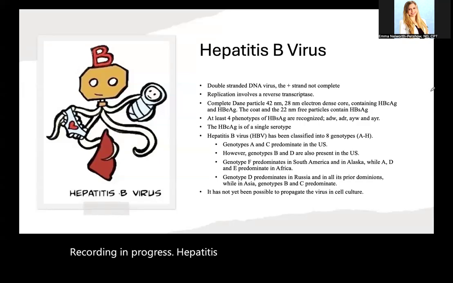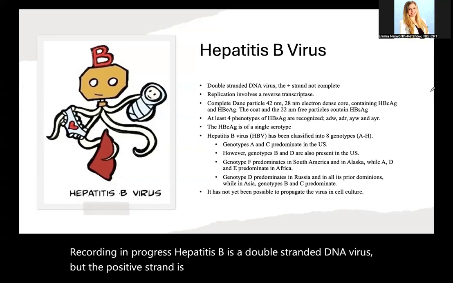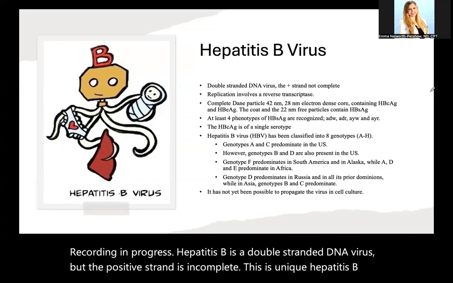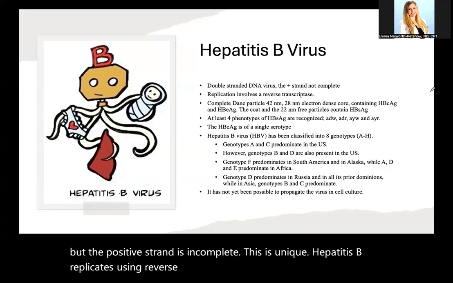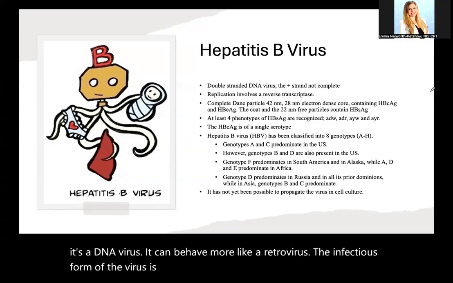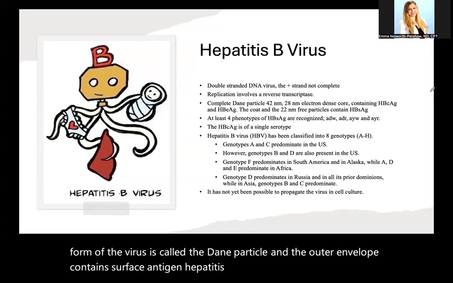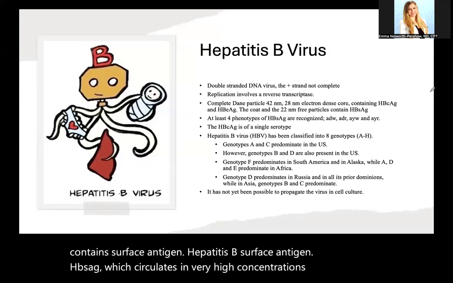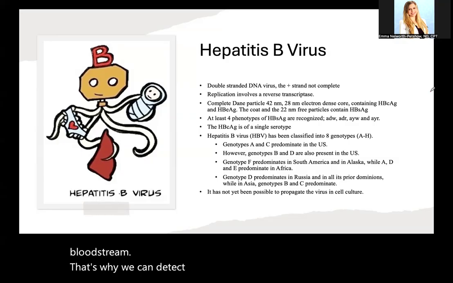Hepatitis B is a double-stranded DNA virus, but the positive strand is incomplete. This is unique. Hepatitis B replicates using reverse transcriptase, meaning although it's a DNA virus, it can behave more like a retrovirus. The infectious form of the virus is called the Dane particle, and the outer envelope contains surface antigen, hepatitis B surface antigen, HBsAg, which circulates in very high concentrations in the bloodstream. That's why we can detect this HBsAg long before symptoms appear.